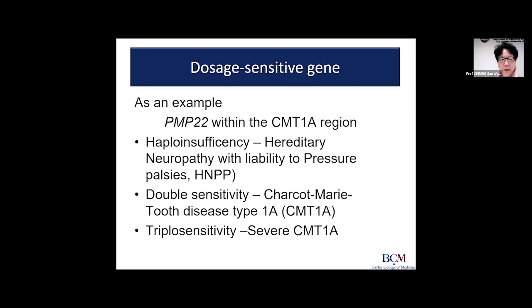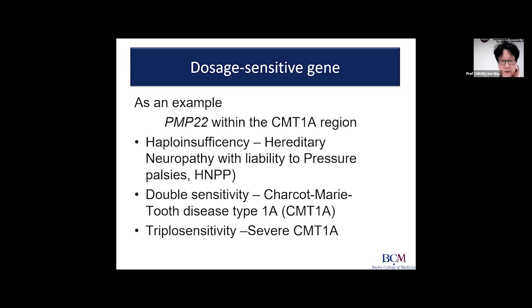So this is an example. I introduce you to another concept called dosage sensitive gene. Later on we found out that this PMP22 gene in the CMT1A region, when this gene is mutated, could also be associated with CMT1A. So that's why we know this gene is called a disease-causing gene. When it's one copy, meaning that one copy is deleted, so the other copy is only one copy, the patient results in HNPP.